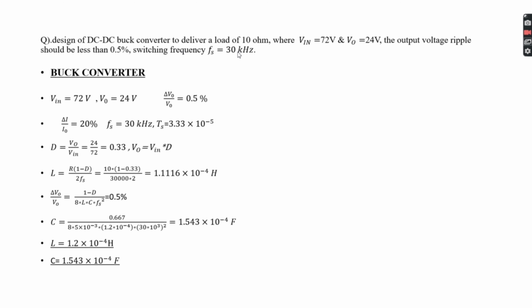To design the buck converter, we require some constraints. In this case, the constraint is that the output voltage ripple should be less than 0.5%. Also, we have a load which is 10 ohm. So based on these values, we can design the buck converter.